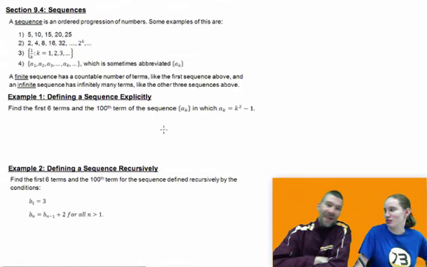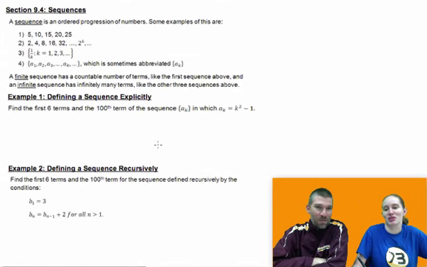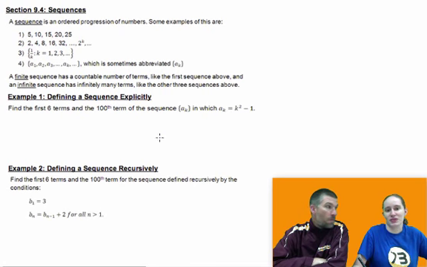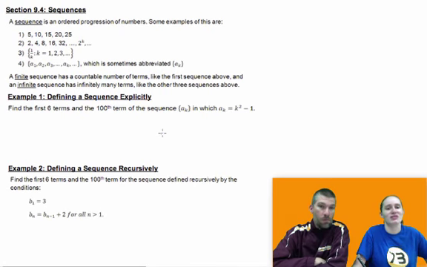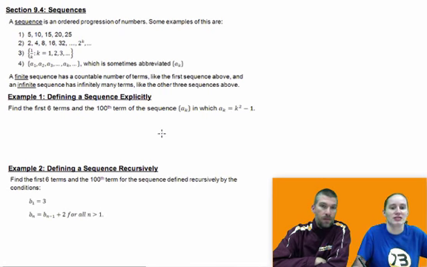9.4 sequences. You've been dealing with sequences for a really long time, probably. You just didn't know it. A sequence is just a fancy word, basically. Actually, it's not even a fancy word. It is the word for an ordered progression of numbers. Some examples of this: 5, 10, 15, 20, 25. Pattern, that's what I was thinking. A sequence is just a pattern, basically.